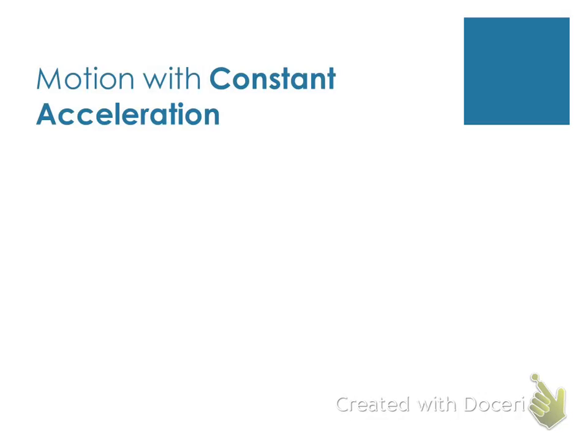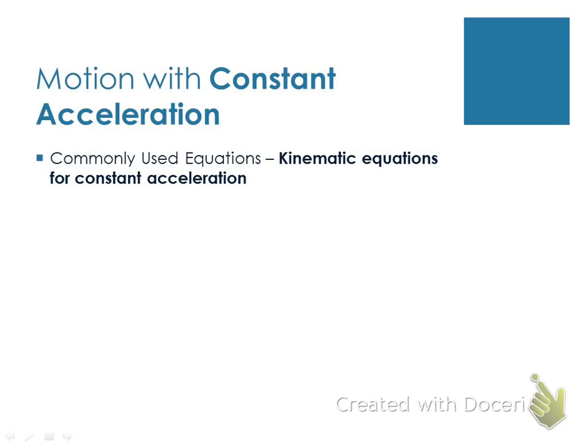So velocity tells us the rate at which our position changes. Acceleration tells us the rate at which our velocity changes. Okay, so we're going to deal now with things that have constant acceleration or uniform acceleration. We're going to use this set of 4 kinematic equations. Okay, our kinematic equations for constant acceleration.